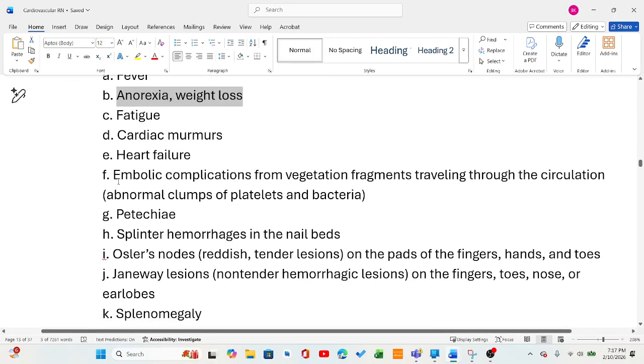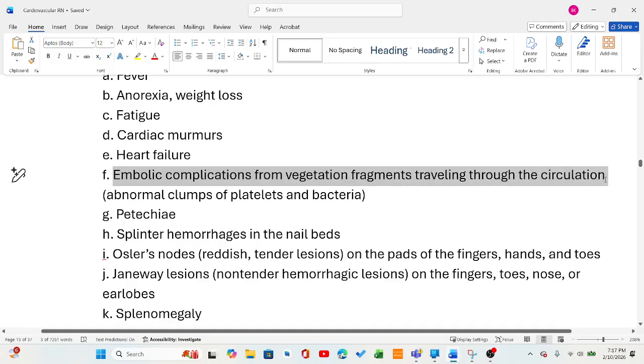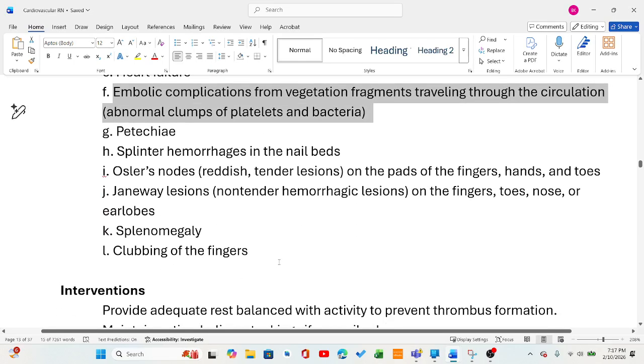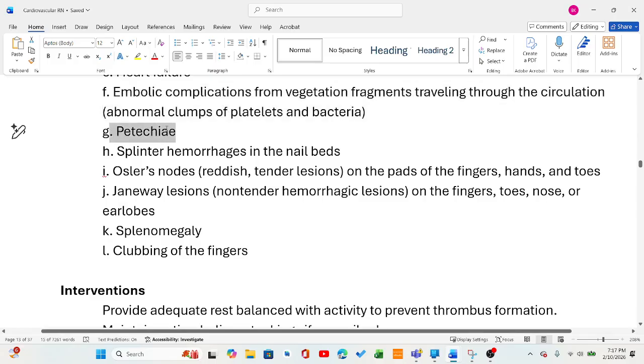Our main complication is the vegetation or embolic complication: when it gets dislodged, it can go into the circulatory system and cause a lot of problems. One of them, like I said, is that it goes into the brain and causes stroke. So please take note of that. Then we also have petechiae and also clubbing of the fingers. These are all long-term complications that you can see.